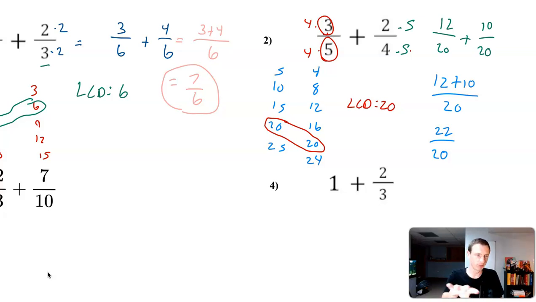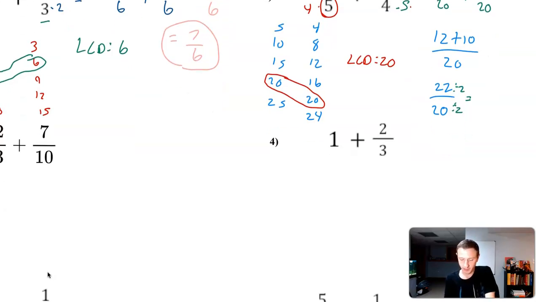Now don't just circle it and move on. Make sure you know, can it be simplified? And the answer in this case is yes, it can be simplified because 2 goes into 22, 2 goes into 20, so we can simplify by 2. So what I'm going to do is divide both the top and bottom by 2. 22 divided by 2 is 11. 20 divided by 2 is 10, so I get 11 over 10.